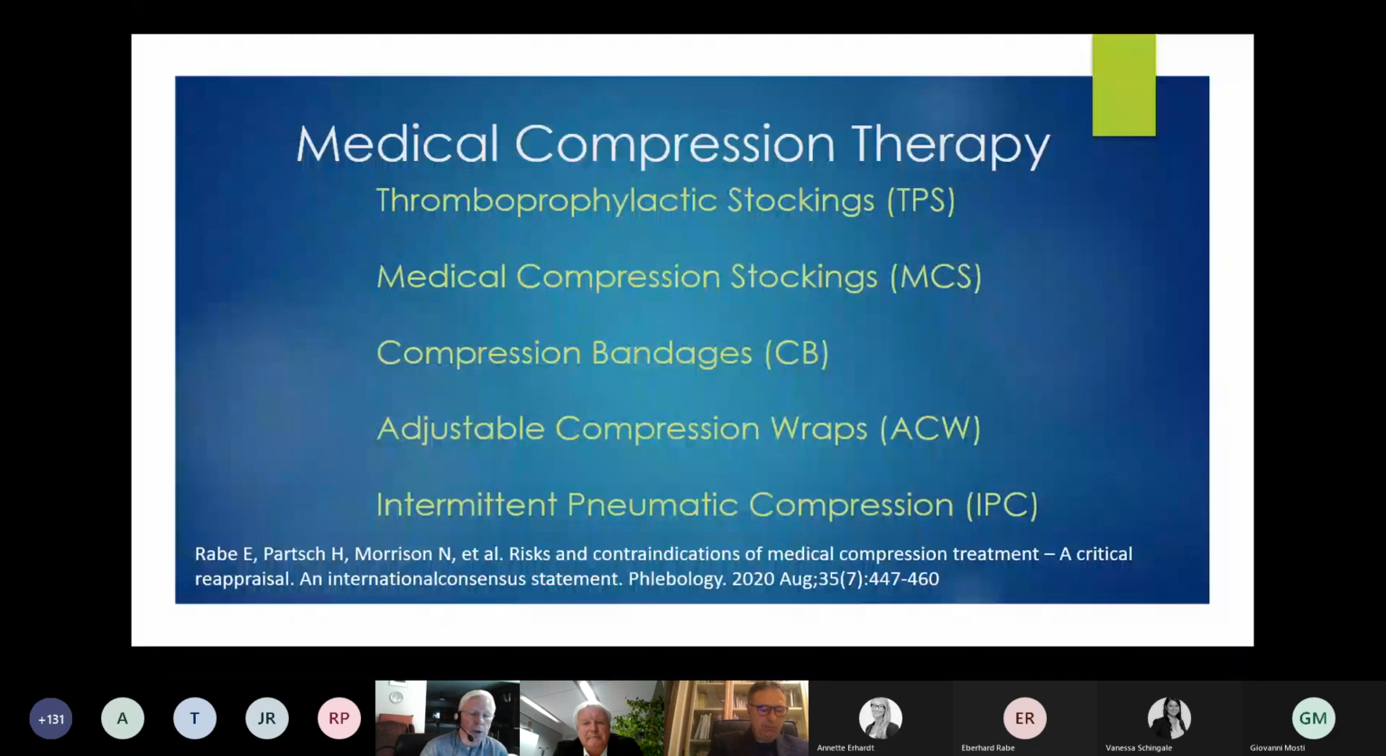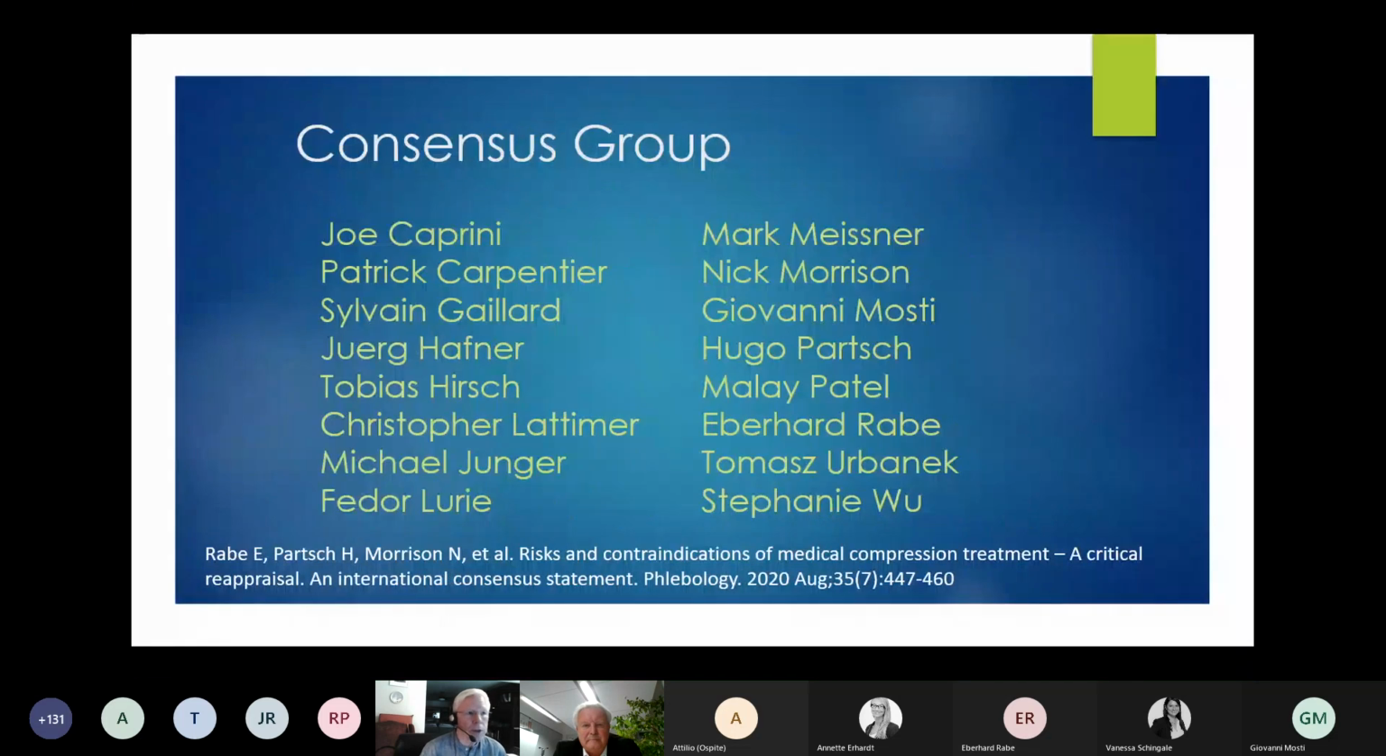So we all know that there are a variety of compression technologies that we can use, from thromboembolic stockings to medical compression, compression bandages, adjustable compression wraps, and intermittent pneumatic compression. This is the consensus group that developed this publication.